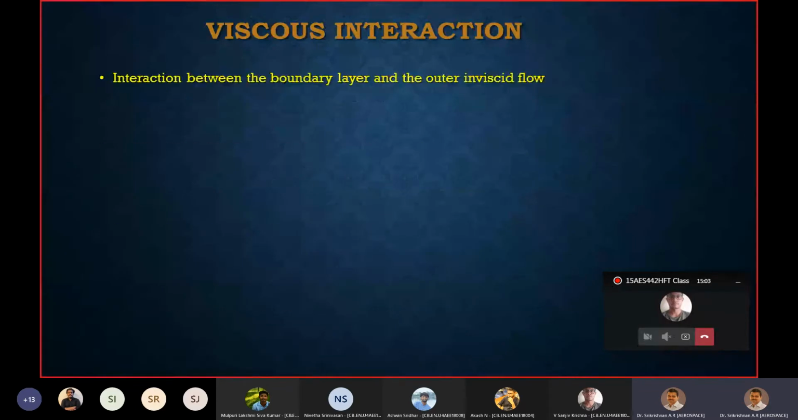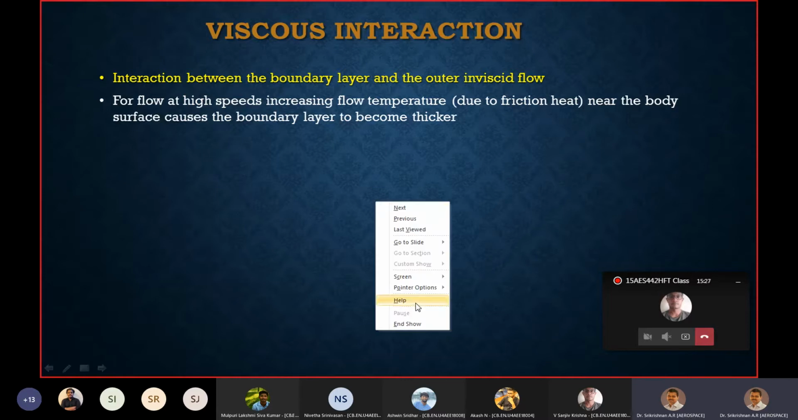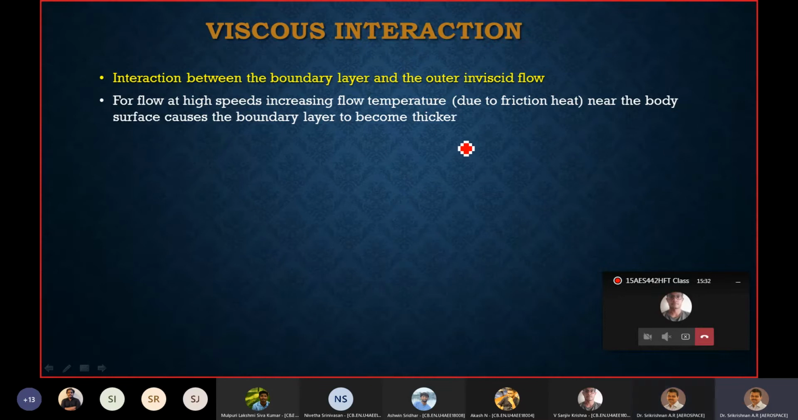Now, viscous interaction is interaction between the boundary layer and the outer inviscid flow. Boundary layer is the region close to the wall. Outer region, that is beyond the boundary layer, we can typically consider the flow to be practically inviscid. So the interaction between the two becomes important in hypersonic flows. This is because at high Mach numbers, the flow temperature increases. Why flow temperature? We are coming to that next. That is high temperature effects.